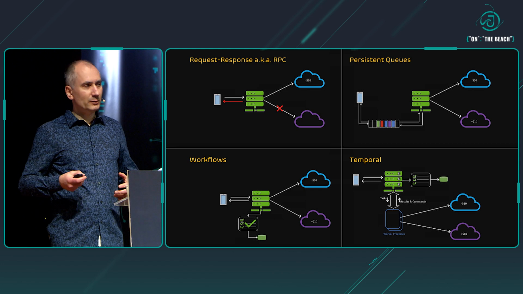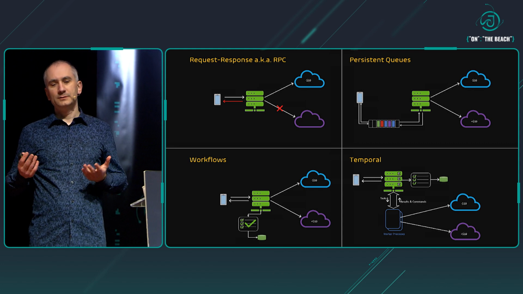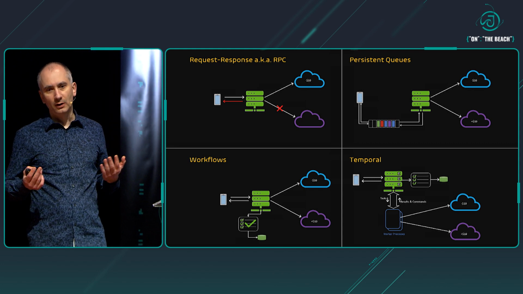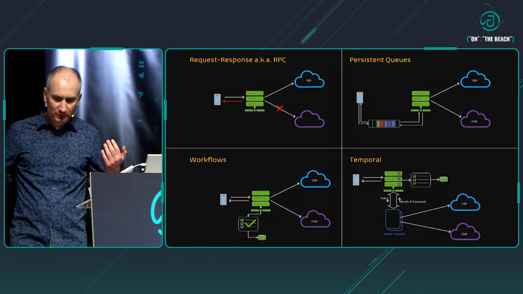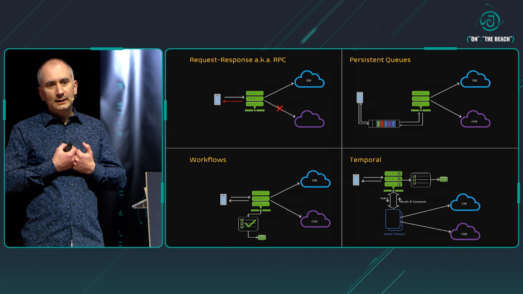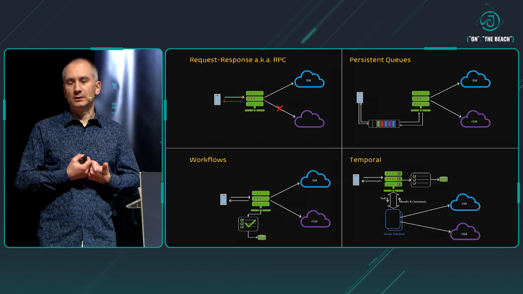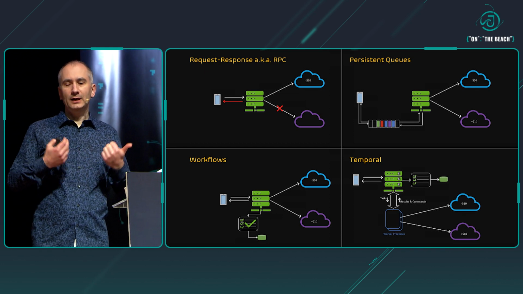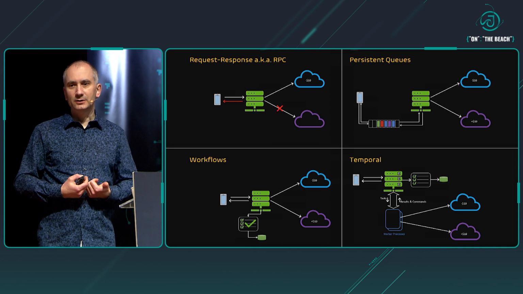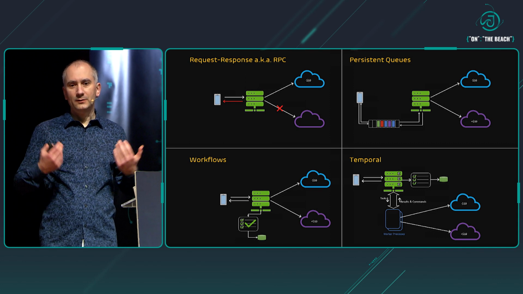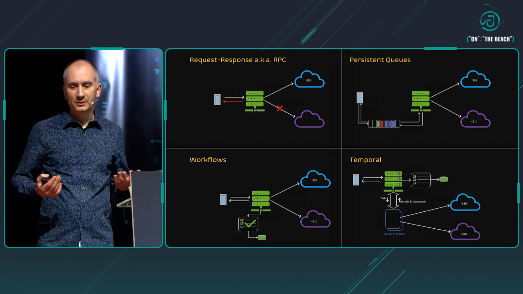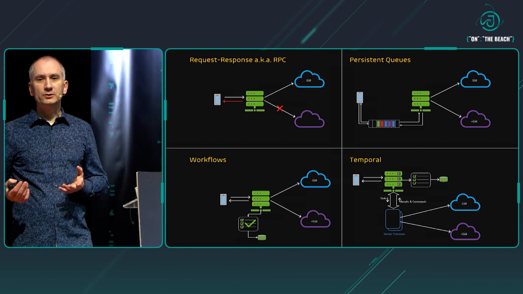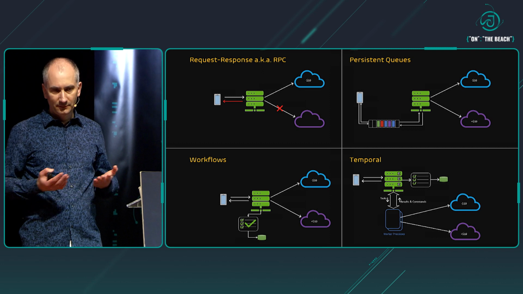To summarize, we'll look at the 4 scenarios. You can say 3.5, let's say 4. Request response, persistent queues, 2 types of workflow systems. At the end of the day, these are just tools in our toolbox. We have to deal with failures because we need to build robust, reliable, available systems that provide good user experience. And there is no one solution that fits all scenarios, of course.